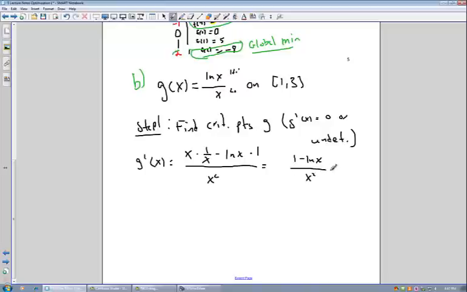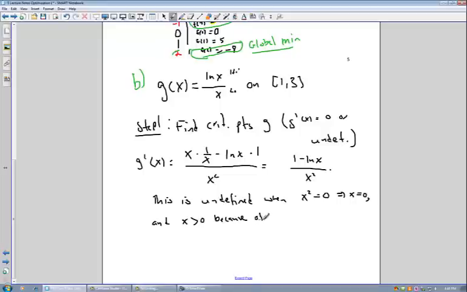And now this is undefined when x squared is equal to 0. So that implies x is equal to 0. And I guess we should put "and" here. And x has to be greater than 0, right? Because of the ln x in the top.